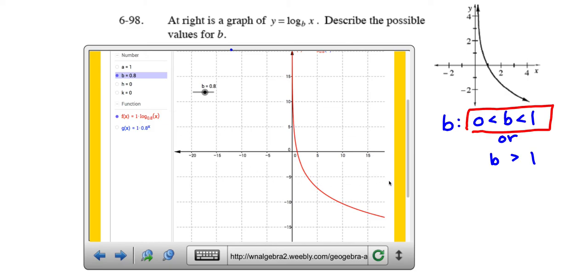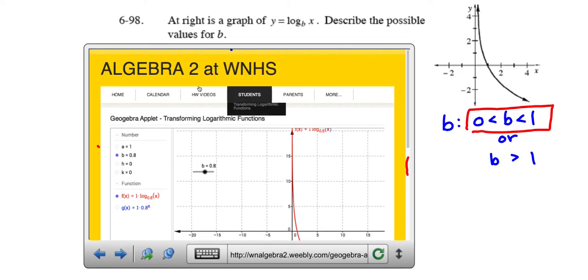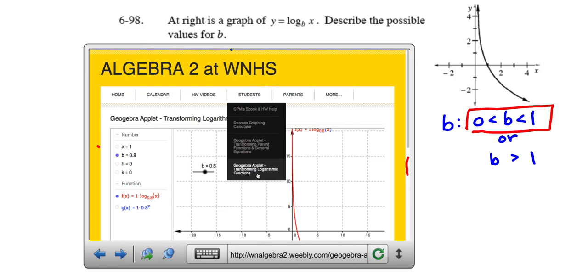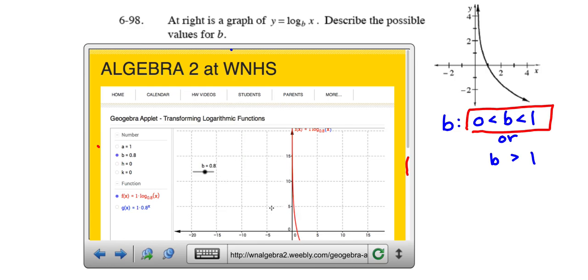Like I said, if you need to try that and play around with it, go to our web page, this is our Algebra 2 at WNHS. It's http://wnalgebra2.weebly.com. Go on there, go to the student tab. It's the very bottom one. It'll allow you to play with it a little bit.